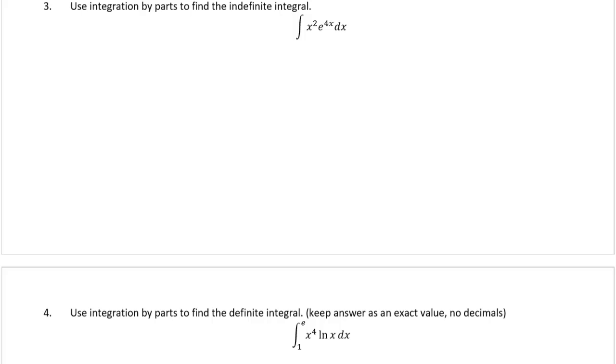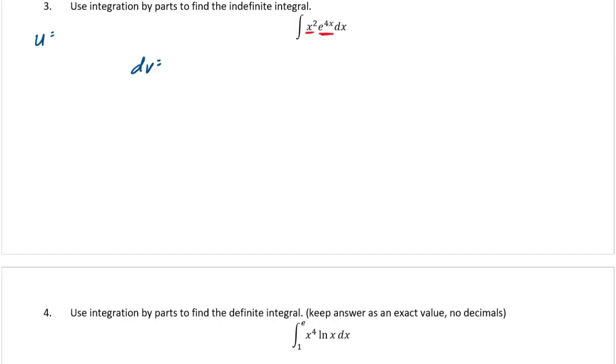Now for number 3, this one wants us to go back to an indefinite integral again. Here it's telling us specifically to utilize integration by parts. So for this one, let's focus our attention on what two things are being multiplied. I've got an x squared, and then I've got an e to the 4x. So I get to choose what I want the u to equal, as well as what I want the dv to equal for integration by parts to really start working.